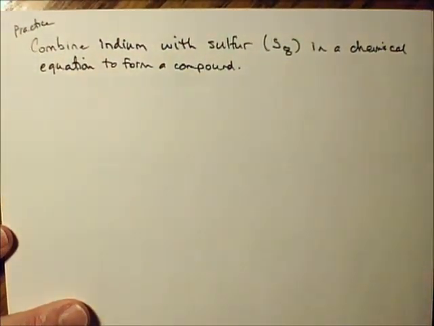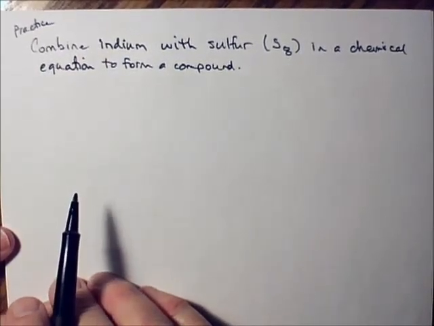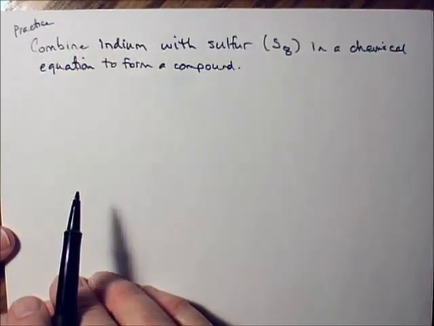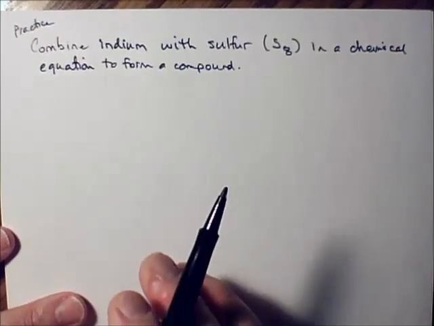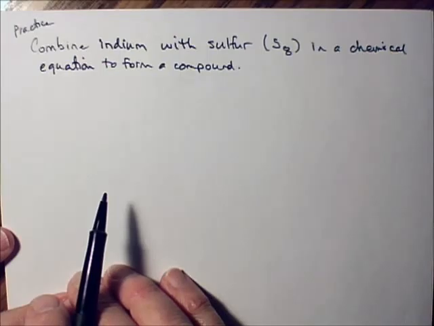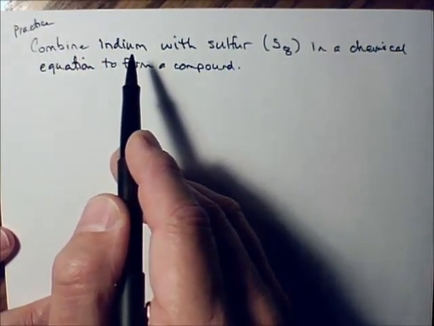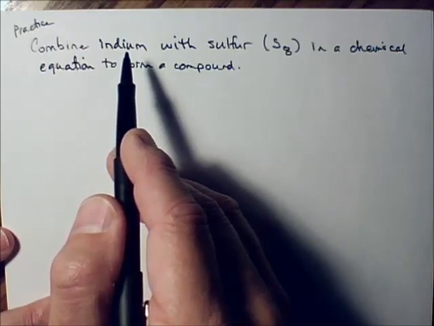Okay. If we have a couple of really simple things, like just two separate elements, and we're going to combine them, we're going to run some kind of reaction that combines these two elements into a compound. First of all, we've got to know their symbols. So you look up indium, look up the element indium.